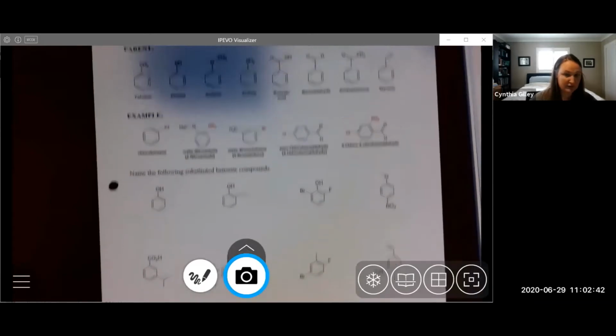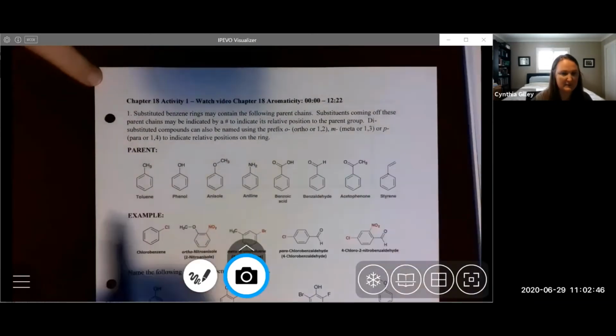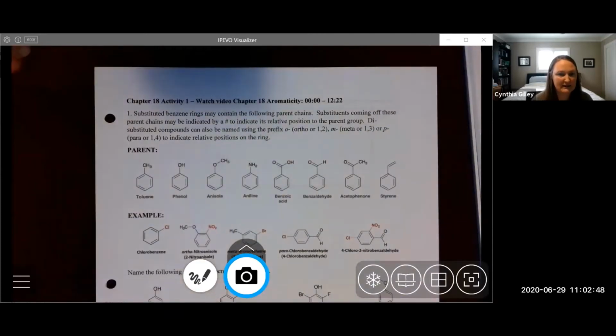Hopefully you've looked at these. This is the sort of example where you need to do some, quote, memorizing. You need to just be able to recognize those compounds and know the parent name associated with them. So maybe some flashcards or something is advised to quickly get that into your brain.